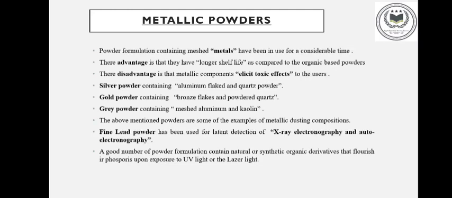Silver powder contains aluminum flake and quartz powder. Gold powder contains bronze flakes and powdered quartz. Gray powder contains meshed aluminum and kaolin. The above mentioned powders are some examples of metallic dusting compositions. Fine lead powder has been used for latent detection by X-ray electronography and autoelectronography.